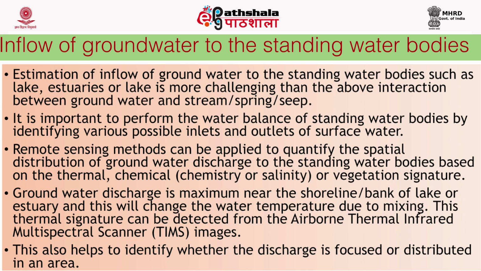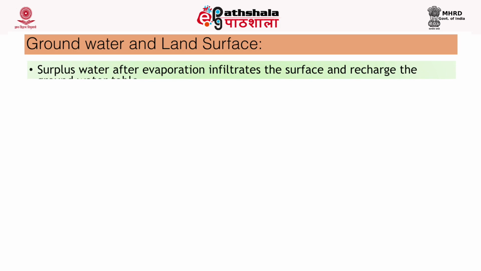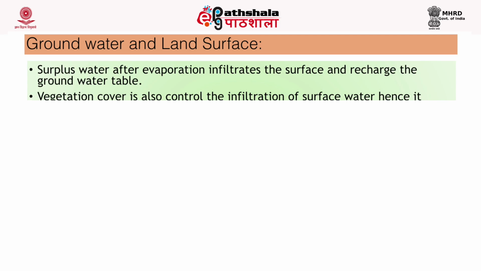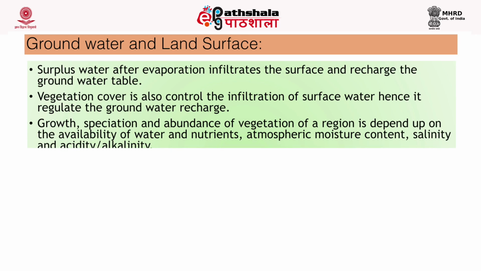Groundwater discharge is maximum near the shoreline or bank of the lake or estuary, and this will change the water temperature due to mixing. This thermal signature can be detected from the airborne thermal infrared multispectral scanner, TIMS, image. This also helps to identify whether the discharge is focused or distributed in an area. The interaction of groundwater and land surface. Surplus water after evaporation infiltrates the surface and recharges the groundwater table. Vegetation cover also controls the infiltration of surface water, hence it regulates the groundwater recharge.